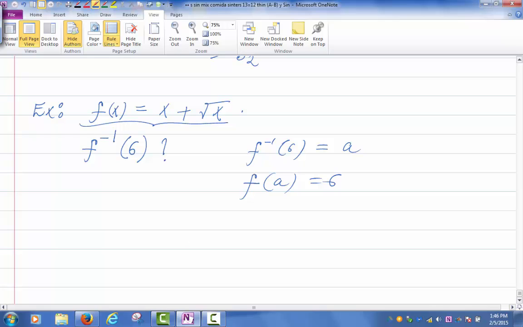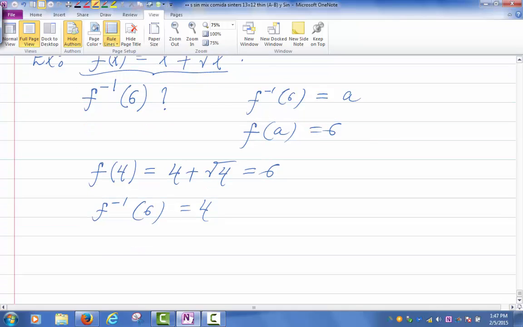Well, by just looking at my function, I can see, just by inspection, that f of 4 is 4 plus root of 4, which is 6. So because f of 4 is 6, clearly then f inverse of 6 would be 4. Right? So what is f inverse of 6? F inverse of 6 is a value of x for which f of x is 6. Okay?